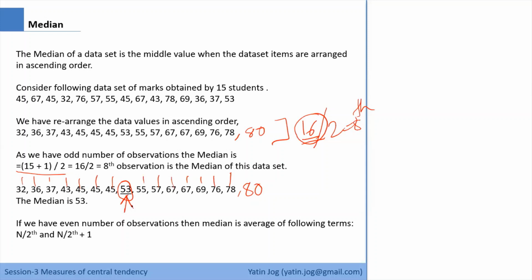And in that case, I'll have 7 observations on the left hand side and 8 observations on the right hand side. So I'm not dividing my data set into 2 equal parts. To divide my data set into 2 equal parts, I have to consider this next term also as part of my median.